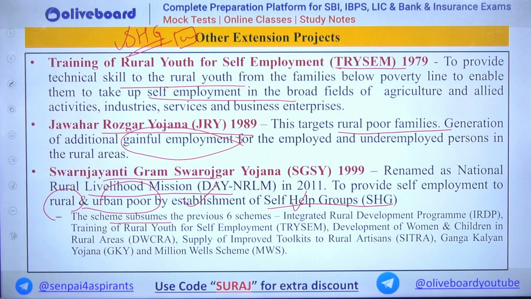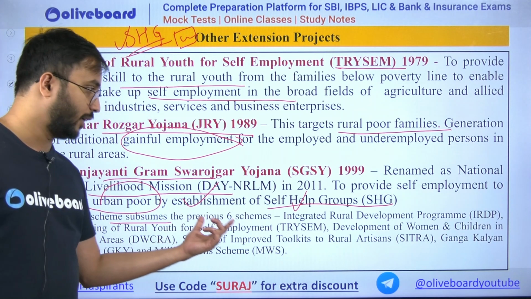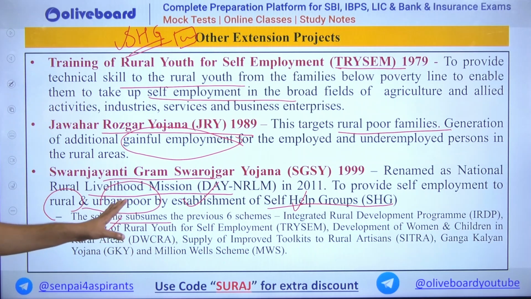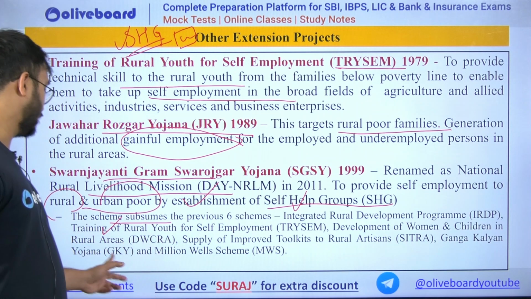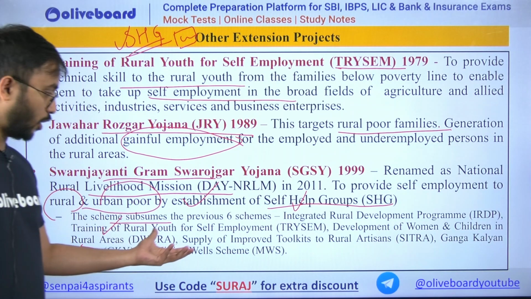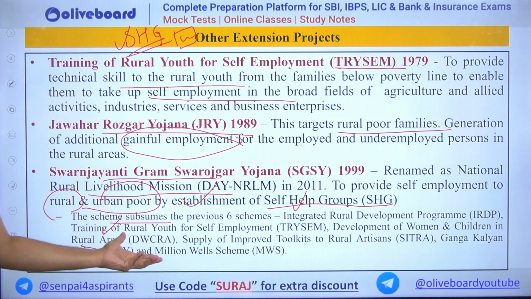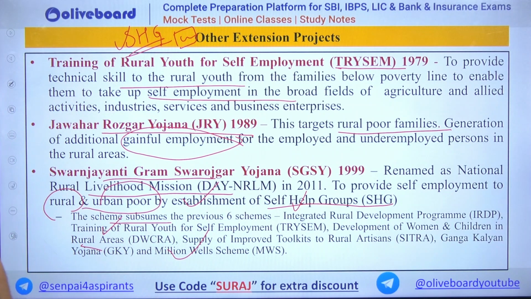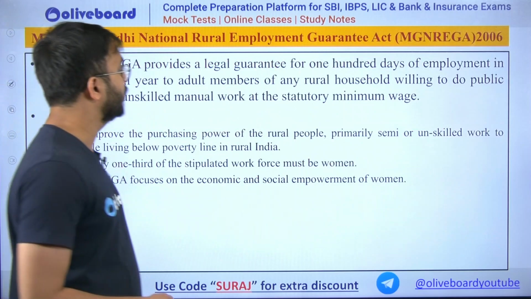The scheme subsumes 6 schemes, that is Integrated Rural Development Program, Training of Rural Youth for Self-Employment, Development of Women and Children in Rural Areas, Supply of Improved Toolkits to Rural Artisans, Ganga Kalyan Yojana and Million Wells Scheme. So these are all the projects.